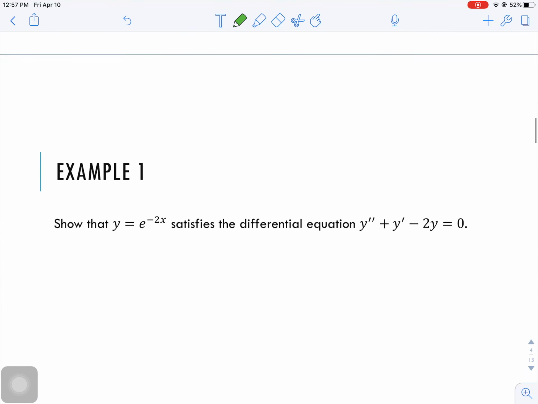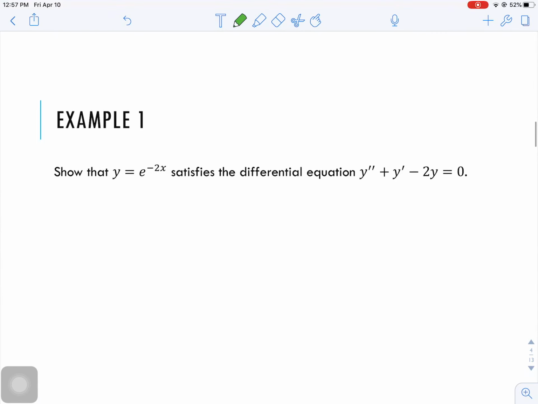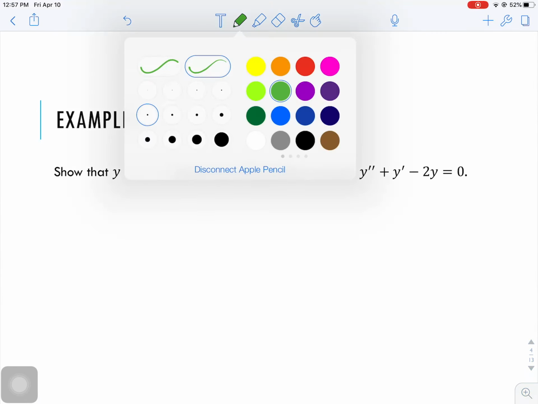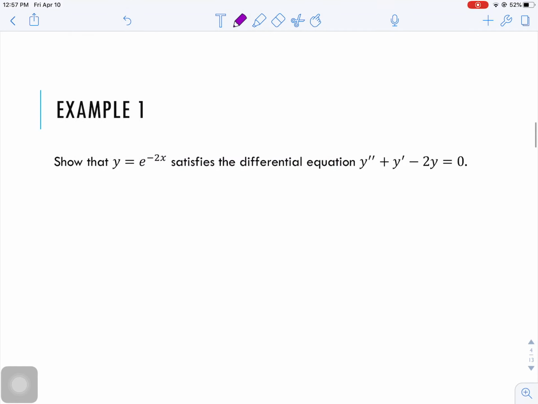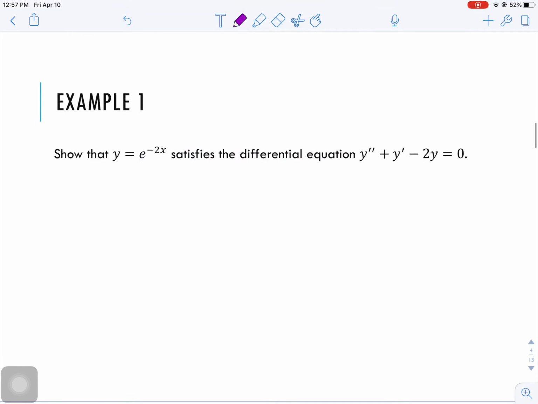So here's an example. Example number 1. We want to show that y equals e to the negative 2x satisfies the differential equation y double prime plus y prime minus 2y equals 0. We want to show that this equation here makes this differential equation a true statement.